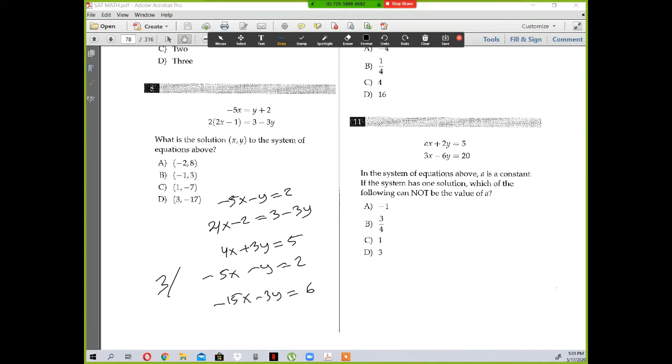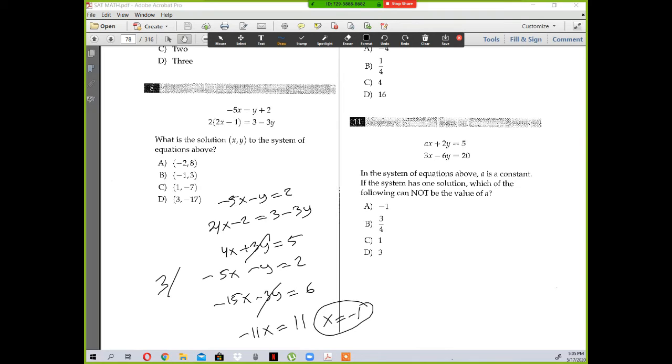When I sum them, so it'll be what? The y's will be cancelled, and I'll have minus 11x equals to 11. X will be minus 1. I found a value for one of the variables. That means there's one intersection between these two lines.